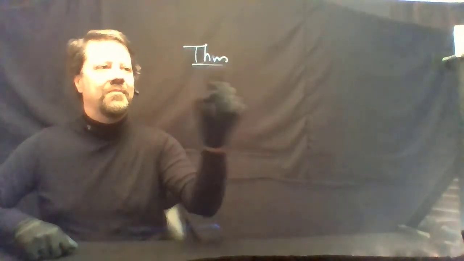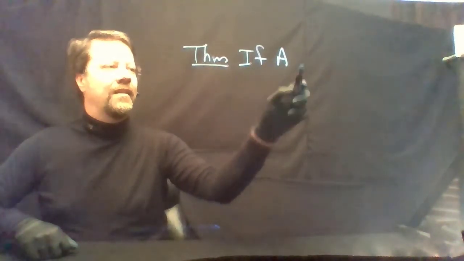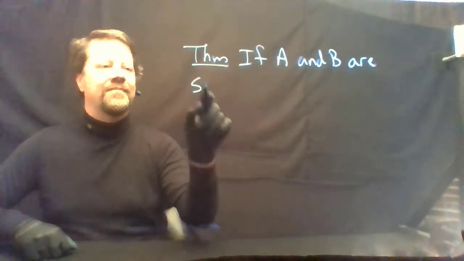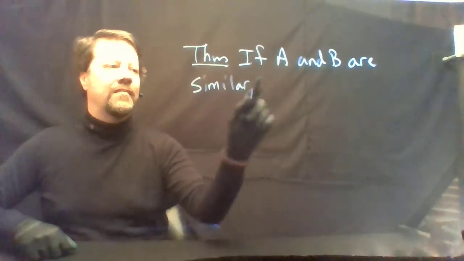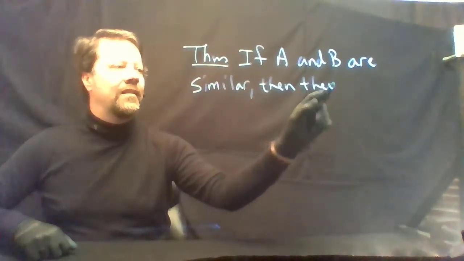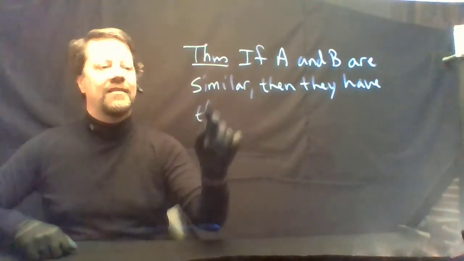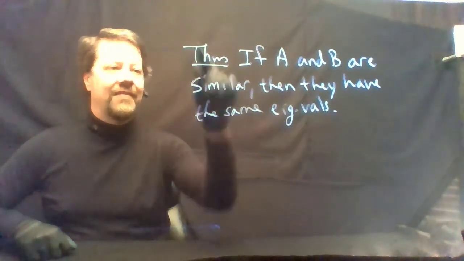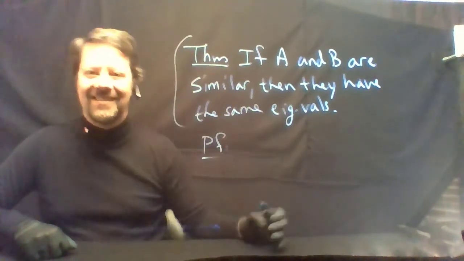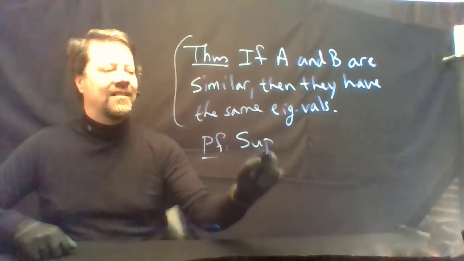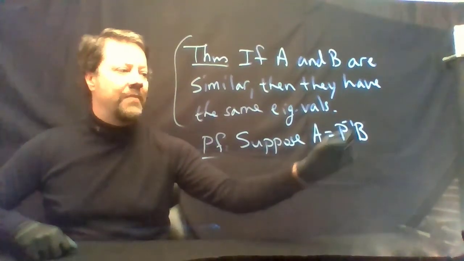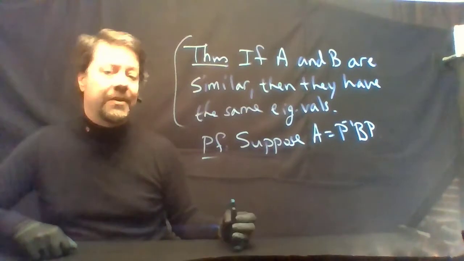And that's it. We have the following theorem. If A and B are similar, then they have the same eigenvalues. Let's prove this. If A and B are similar, then A is P inverse B P for some invertible matrix P.